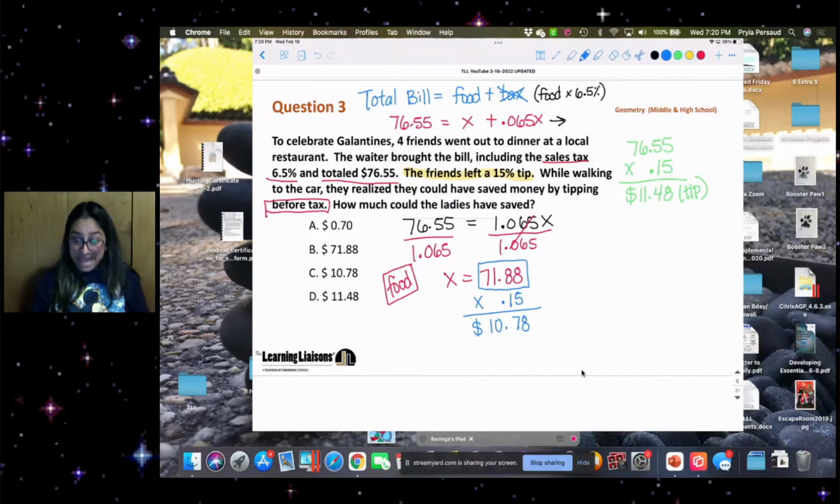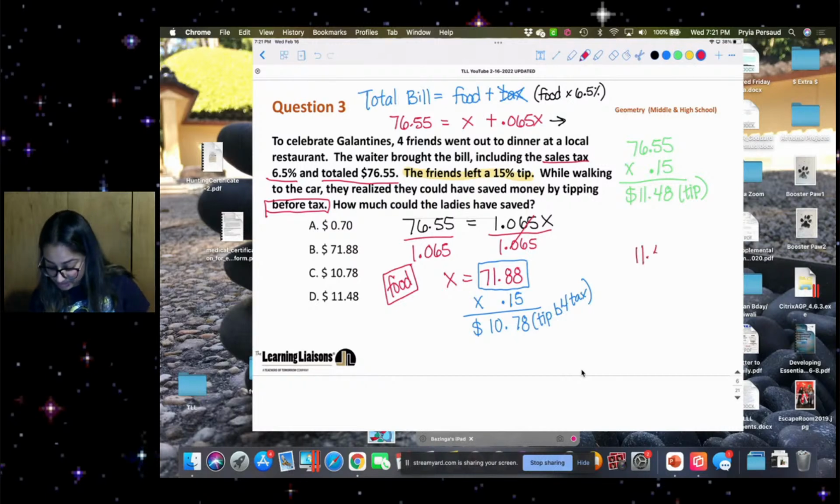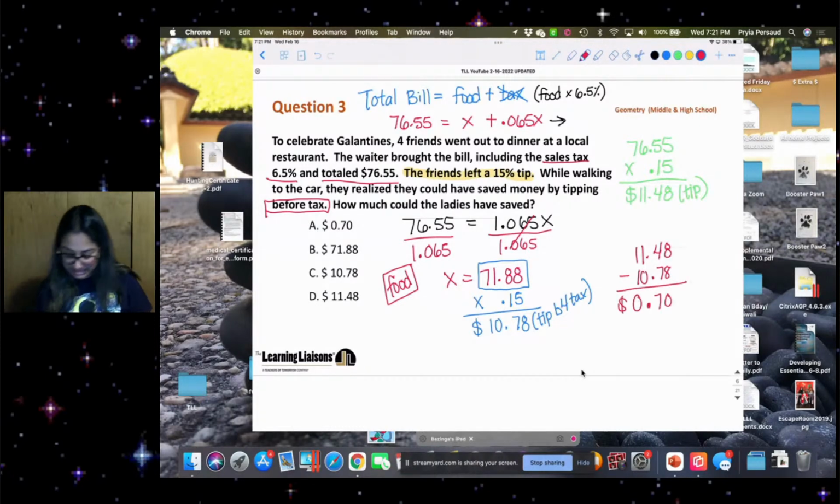Okay, now I've got the tip before tax and the tip that they made. So they want to know how much they could have saved. Saved means we need to subtract to see what the difference is. So $11.48 minus $10.78, and I'll get a big whopping 70 cents that they should have saved if they had tipped before tax instead of after tax.